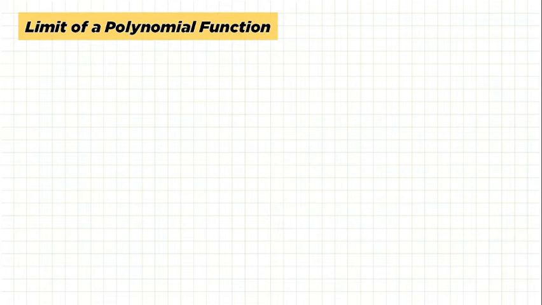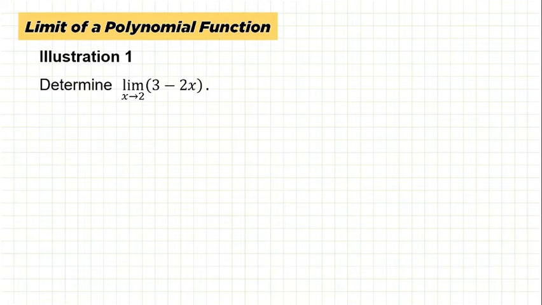Para malaman natin kung paano natin i-evaluate yung limit ng polynomial function, let's consider this illustration. Let's determine the limit of 3 minus 2x as x approaches 2. Makikita natin dito na meron tayong dalawang terms separated by minus sign. Therefore, we can apply the sum or difference theorem, right? We can distribute the limit to both terms.